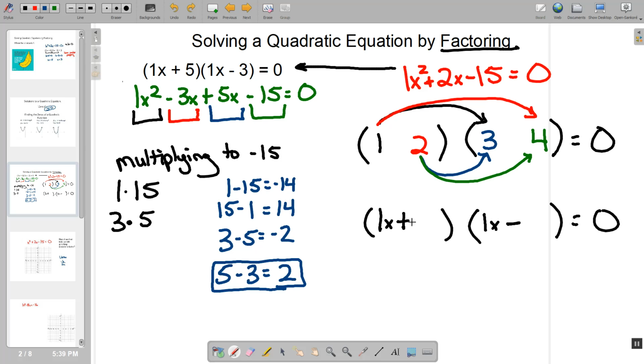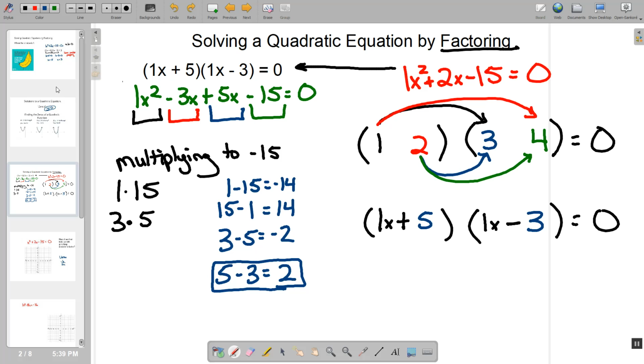So that means in the second and the fourth place, I need to put a positive 5 and a negative 3. And I did that once again by looking at the factors of the final term and using them to add or subtract to create the middle term, which in this case is 2.